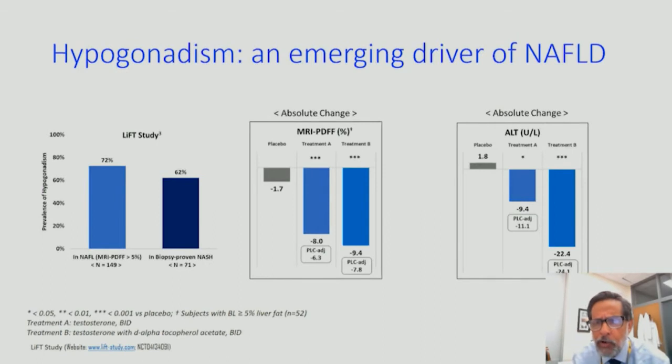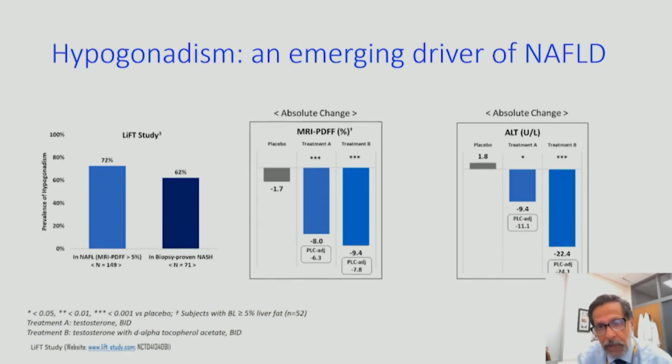Another important thing that has emerged is that in the extrahepatic milieu, there is a dysregulation of the hypothalamic-pituitary axis, resulting in hypogonadism and other kinds of hypopituitarism and other factors. So here are data in obese males who have NASH, and what we see here is that a very high proportion of patients with fatty liver disease and biopsy-proven NASH actually have hypogonadism.